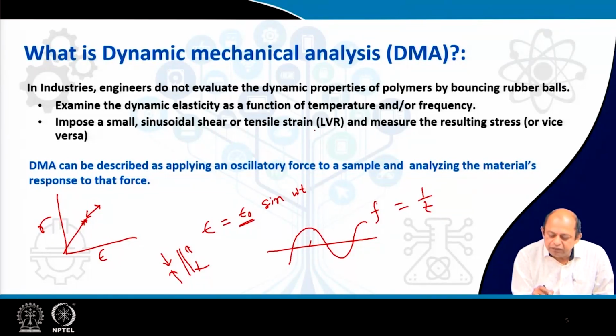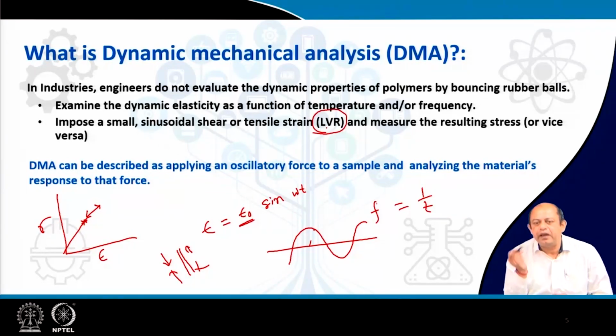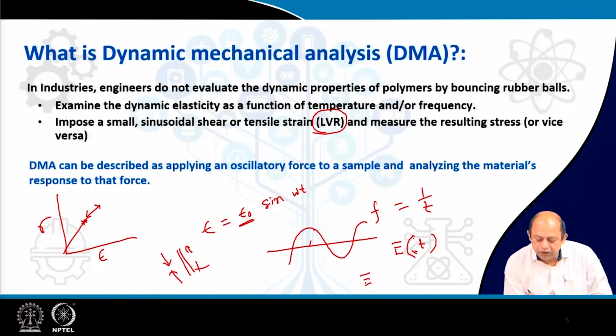But of course, by now you must know the LVR. Why am I emphasizing LVR? Up to the LVR, our linear viscoelastic limit is valid. That means your modulus is only a function of time. But if I cross the LVR region, what will happen? We add complication: then this E not only becomes a function of time, it also becomes a function of strain as well. That is what is called nonlinear viscoelasticity. Let us not go into that complication right at this stage.